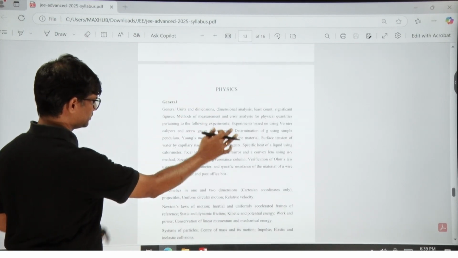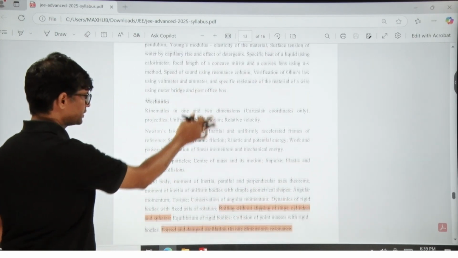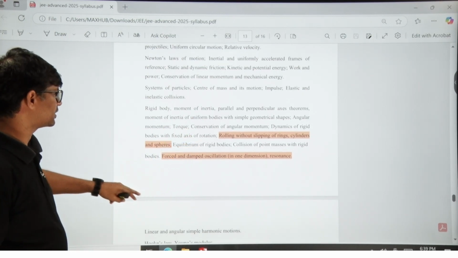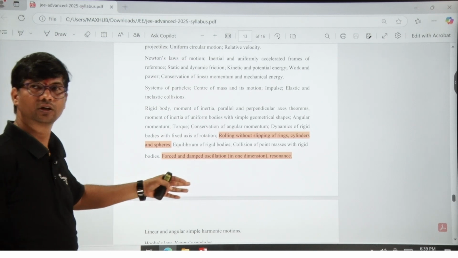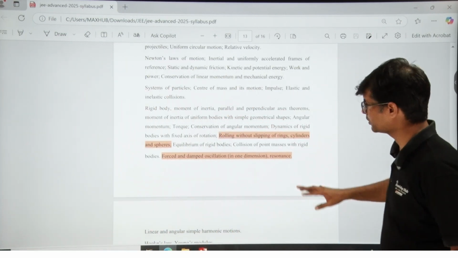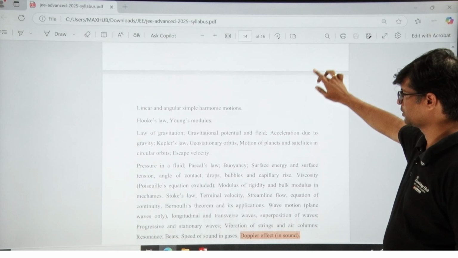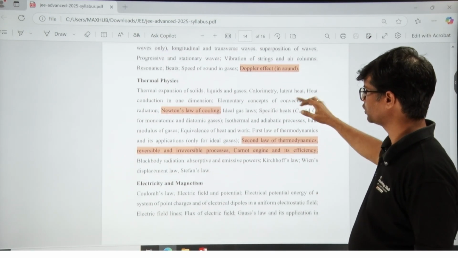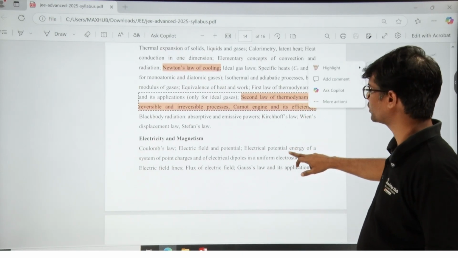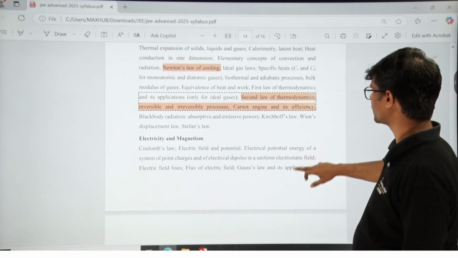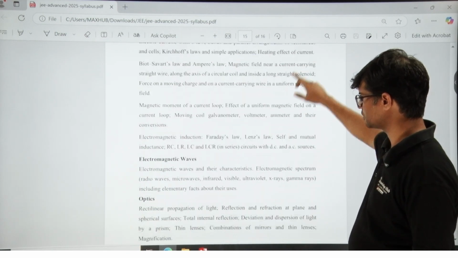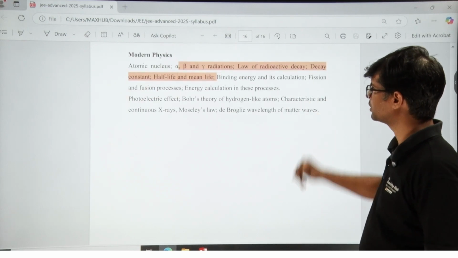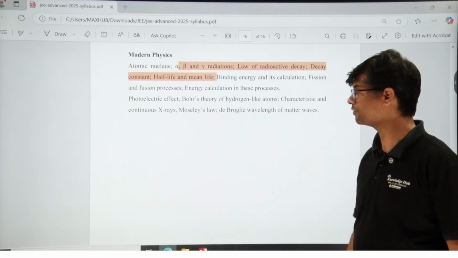In physics also, you can see here, I have highlighted. Rolling without slipping of rings, cylinders and spheres, and forced and damped oscillations are removed in JEE Main, but they are there in the advanced. And the Doppler effect is removed in JEE Main, but it is there in the advanced. Newton's law of cooling, second law of thermodynamics, reversible and irreversible processes, Carnot engine and its efficiency. All these extra topics, please be focused and be aware of them.